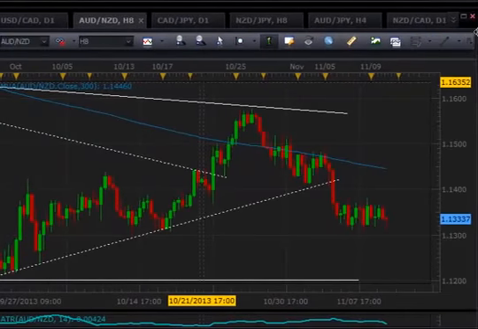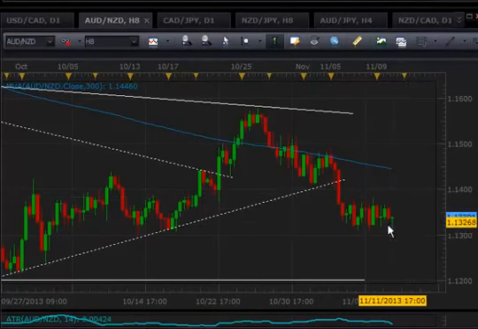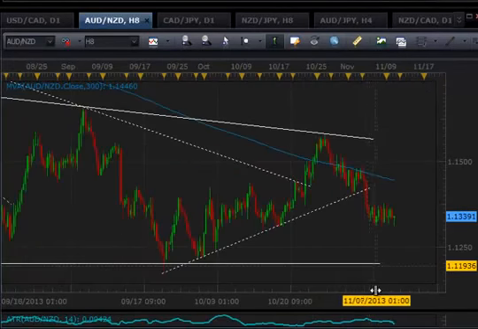Another pair, Aussie Kiwi, off the beaten path. We can do this for all the standard pairs, but I encourage you to do this yourself. This is another pair off the beaten path, Aussie Kiwi. You can see the 8-hour chart here, the congestion that we have here. Very, very tight, remarkably tight.